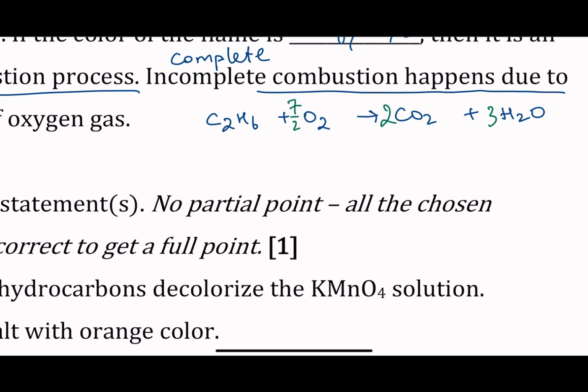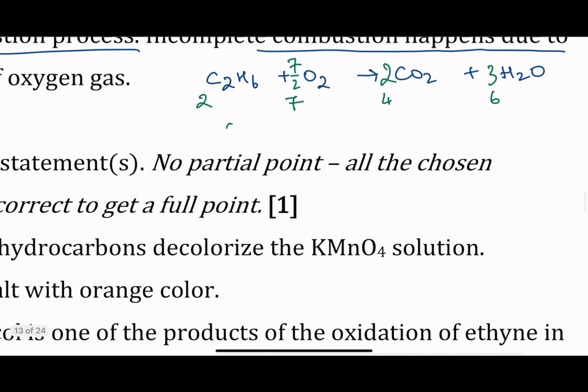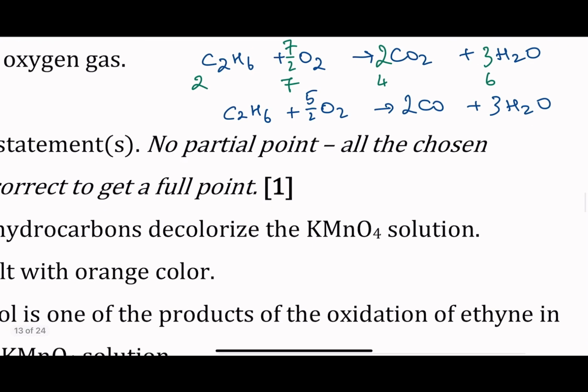2 over 7. And then if I multiply everything by 2, it's going to give me 2, 7, 4, and 6. But for incomplete, it's going to be 2 C2H6 and then O2. It gives us CO and a water. So I got 2 carbons here, 3 hydrogens there, and then this would be 2 over 5. And if I multiply everything by 2, you would see 2, 5, 4, and 6.